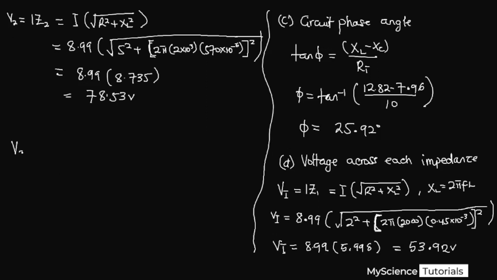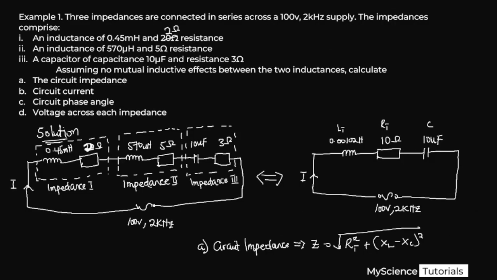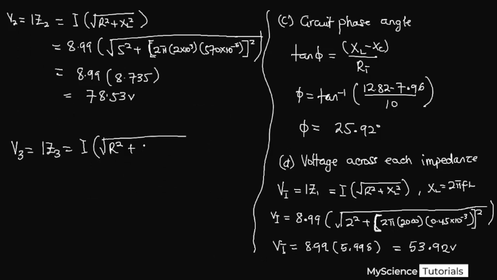So let's do the same thing. The voltage across the third impedance will be I Z3, and our I is still the same, but our Z3 will be equal to the root of R squared, since we have a resistor over here, but this time around we have a capacitor instead of an inductor, so it will be plus XC squared.